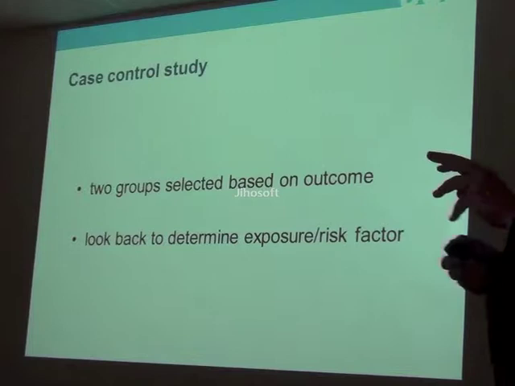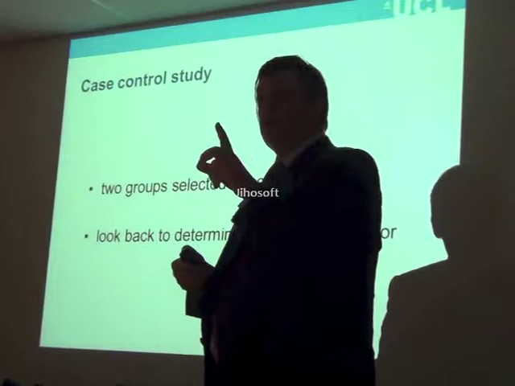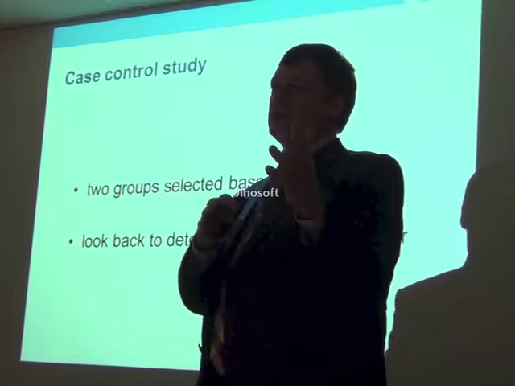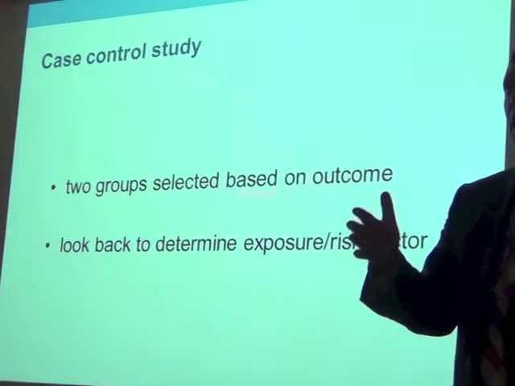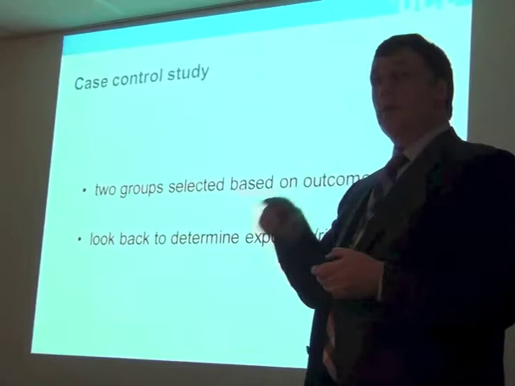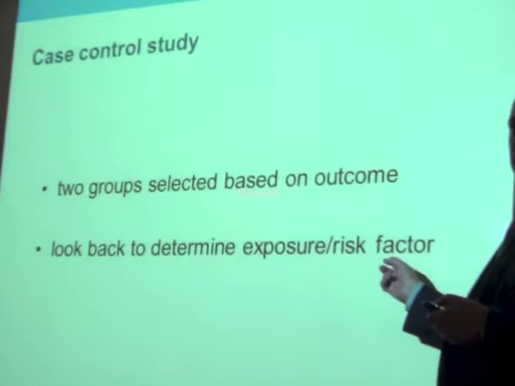Case control studies. So this is the contrast. This is the other main observational study design. This is where the difference between cohort studies and case control studies needs to get firmly locked in your head, and you'll get this right. So case control studies are where two or more groups are selected based on outcome, and then you look back at the exposures. So these are always retrospective.